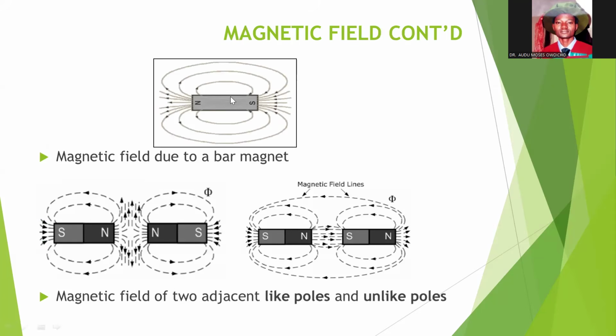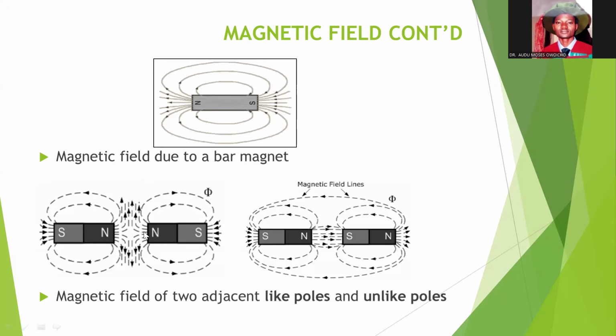This is a bar magnet. This is the magnetic field created by this bar magnet, represented with magnetic lines of force. The arrow shows the direction. Magnetic lines of force normally originate from the North Pole and enter the South Pole. And like we said, the magnetic force is concentrated at the poles.